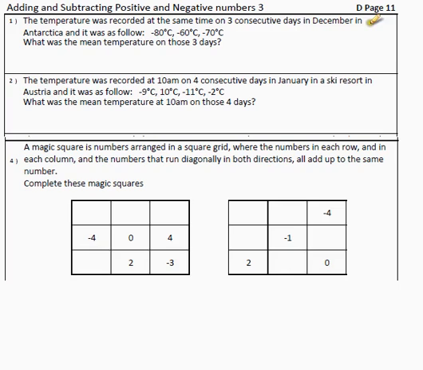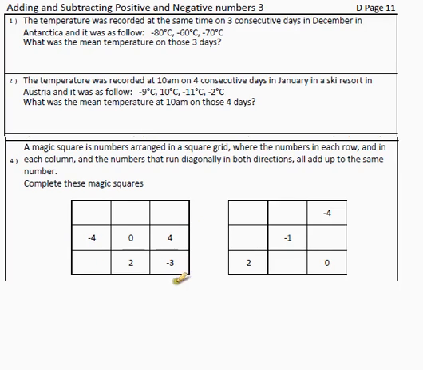Now you can have a go at this. It's temperatures and it's a magic square. I will quickly explain to you how a magic square works. We are going to look for our magic number. These 3 must add up together, these 3 must add up together, all to your magic number.